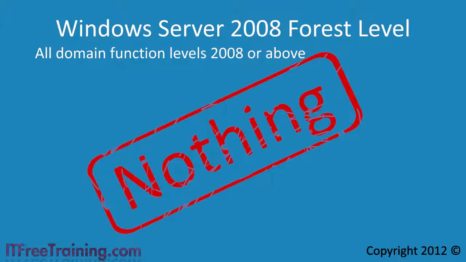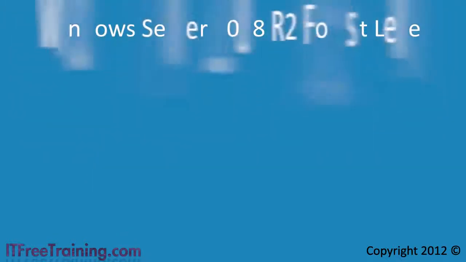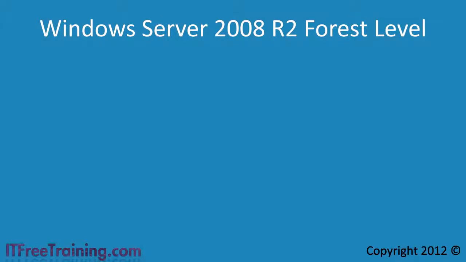The last Forest functional level is Windows Server 2008 R2. Once you have raised all your domain functional levels to Windows Server 2008 R2, you can raise your Forest functional level to Windows Server 2008 R2. How many new features do you get for doing this? Wait for it. One. Even though there is only one feature, it is the one feature which we have been waiting on for a very long time.